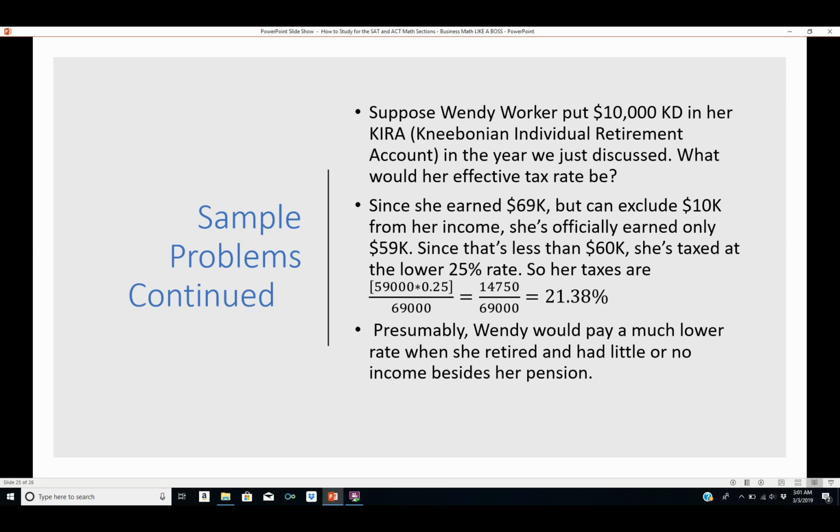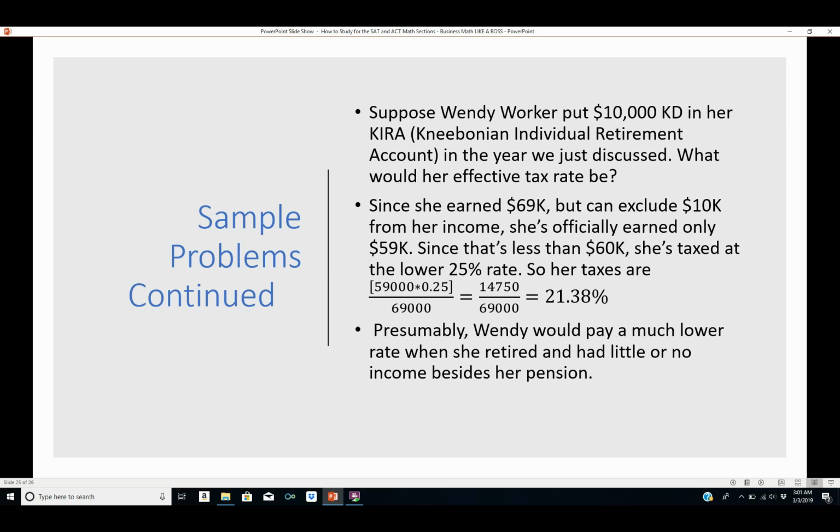So suppose Wendy Worker put 10,000 Nebonian dollars in her KIRA, her Nebonian individual retirement account, in the year we just discussed. What would her effective tax rate be? Since she earned $69,000 but can exclude $10,000 from her income, she's officially earned only $59,000. Since that's less than $60,000, she's taxed at the lower 25% rate on her whole income. So her taxes are $59,000 times 0.25 over $69,000, which is $14,750 over $69,000 equals 21.38%.